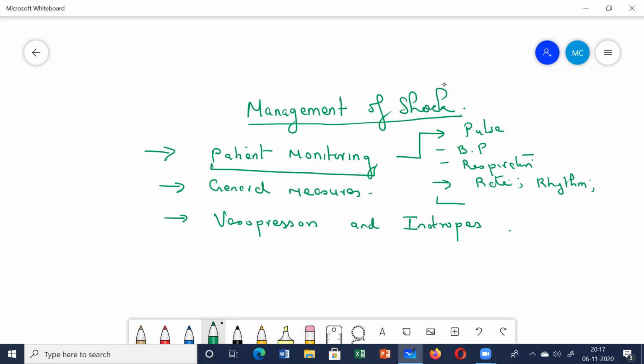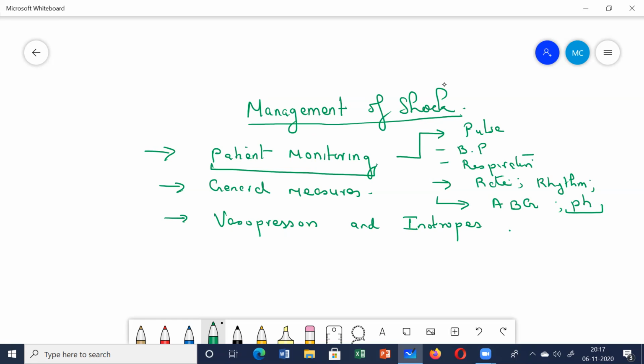Anything else? Yes, you also have to go for the ABG, arterial blood gas analysis. Here you have to look for the pH, whether there is acidosis. Then you have to correct the acidosis. Look at the oxygen levels for the correction of hypoxia. What else can you do?